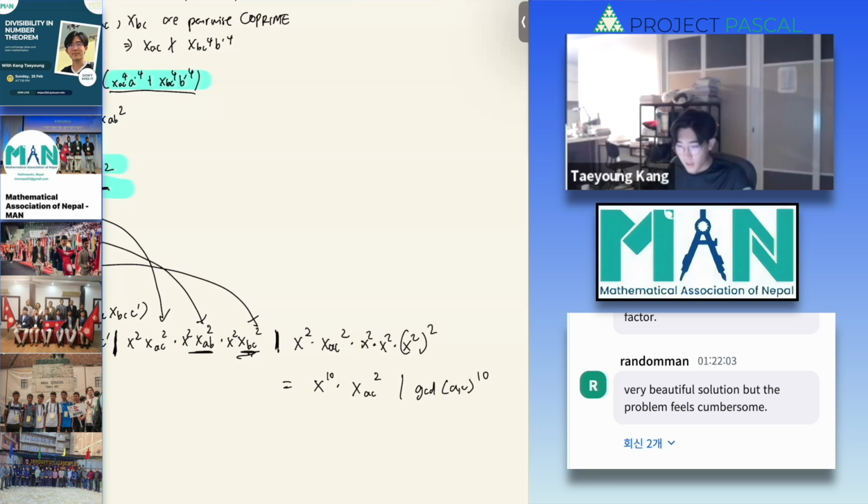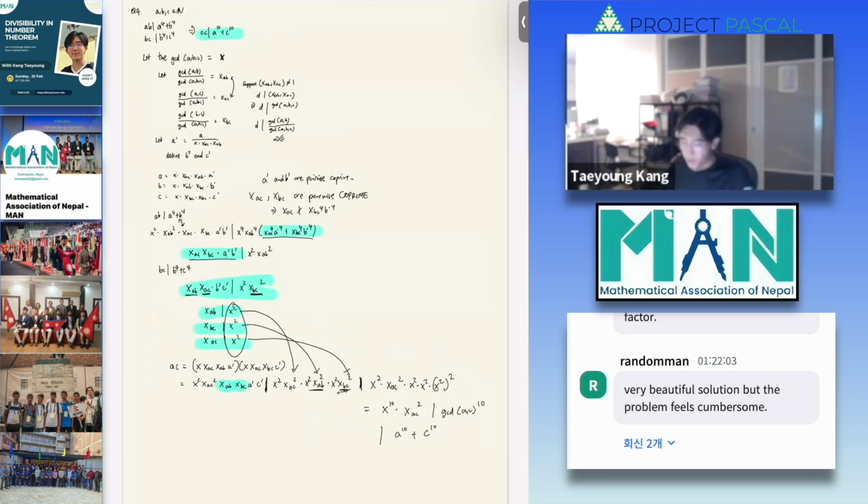Correct? And what's this? It's just A to the power of 10 plus C to the power of 10. Sorry, it's not equal to, it divides. Yeah. And that's the gist of the solution.